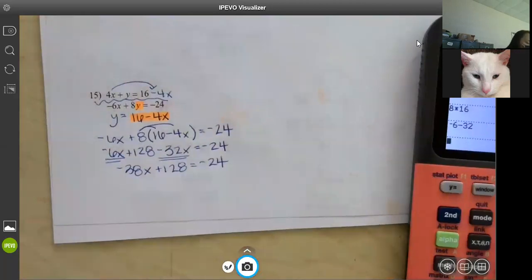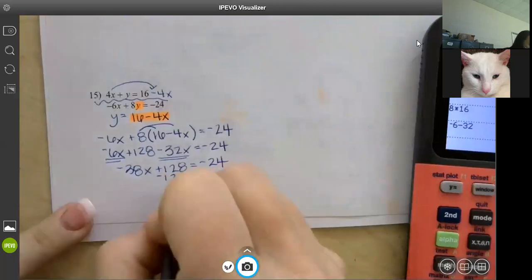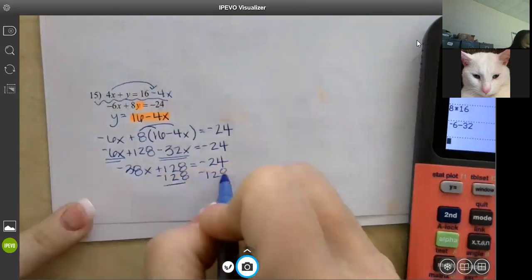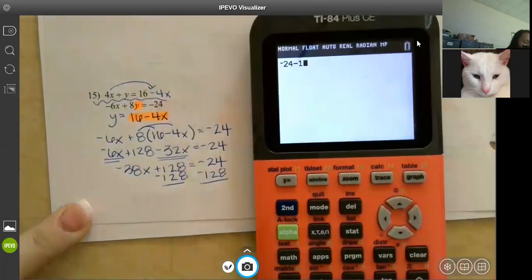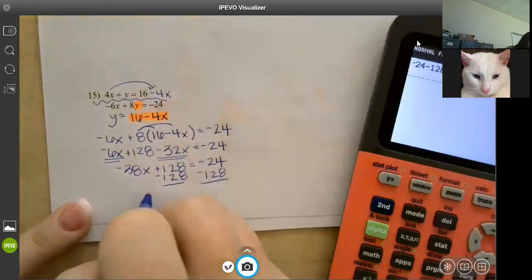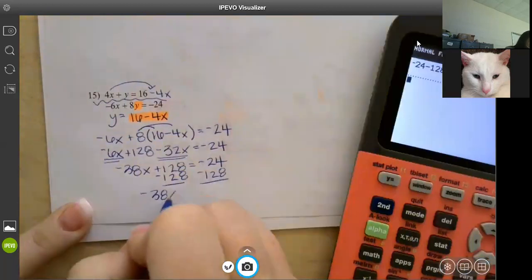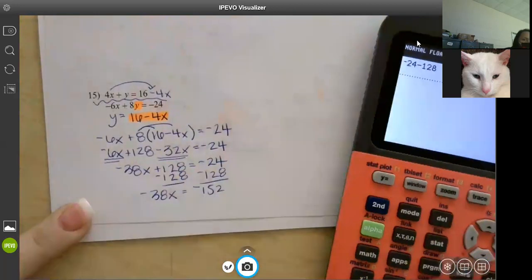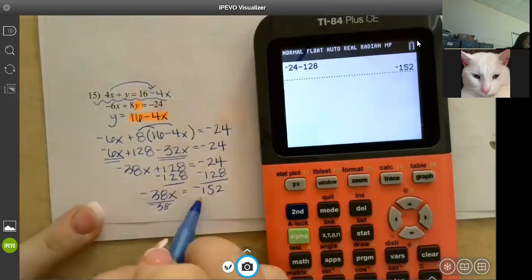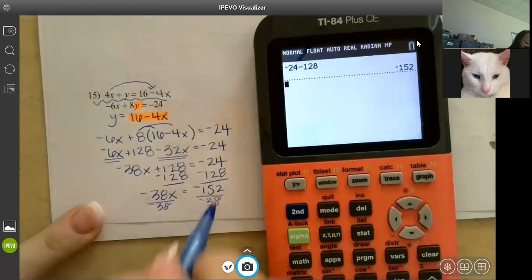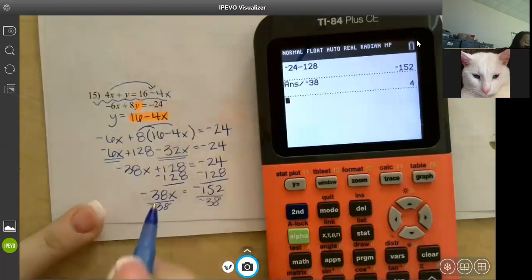We got to get x by itself, so we subtract 128. Again, if you're not comfortable with it in your head, just like you see it, negative 24 minus 128. Bring down your negative 38x, and we got negative 152. So you guys can see that, negative 152. Finish it out, divide by negative 38. And you get 4.